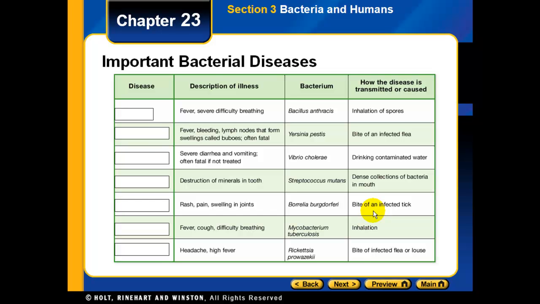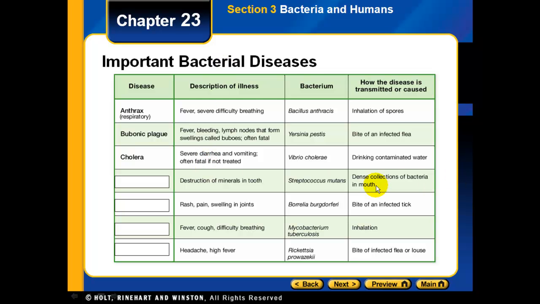All right, so the last thing is this disease chart. This chart is in your book, but make sure you know what anthrax is. Just be aware of which ones are bacterial diseases and which were viral diseases from last chapter. Anthrax, you breathe in the spores from that. The bite of an infected flea is the bubonic plague. Drinking contaminated water in underdeveloped countries is cholera. That's very serious because you can get dehydrated.